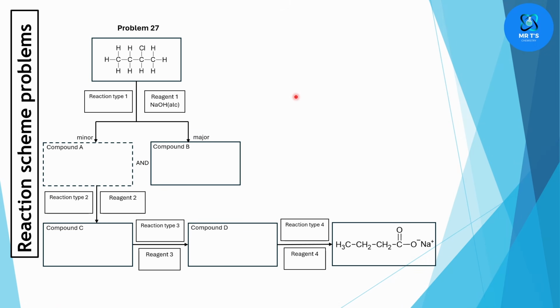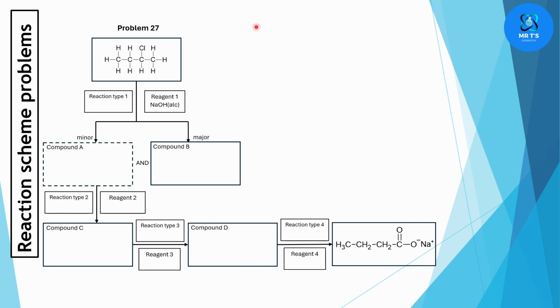Okay, so here we go. This is reaction scheme number 27. Here we're starting with a haloalkane. This is actually 2-chlorobutane, and we're going to turn it into this carboxylate ion, sodium butanoate. We have to go through a series of steps. So let's see if we can work out the organic molecules along this reaction scheme, the types of reactions and the reagents we need to add. So just pause the video, see if you can fill in the gaps, and then I'll go through the answers.